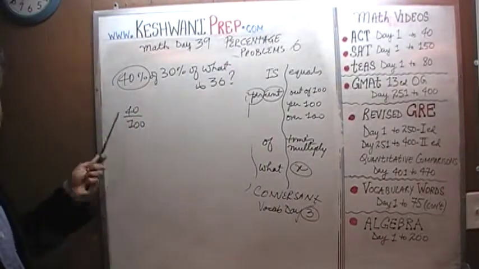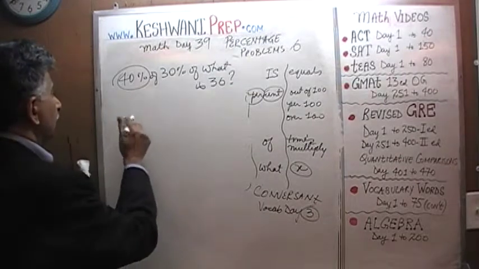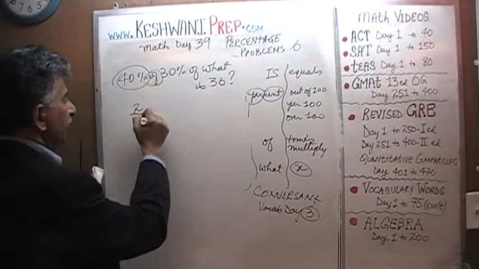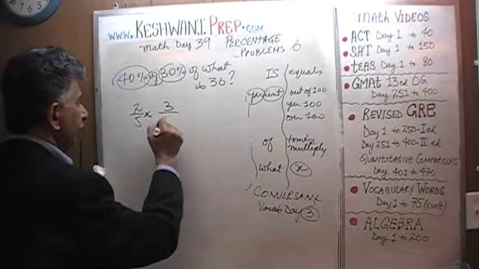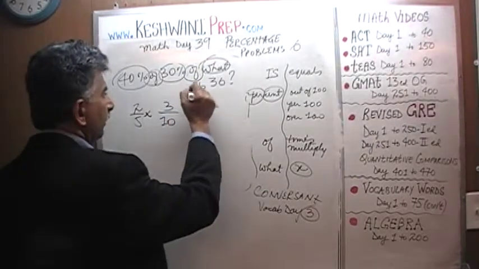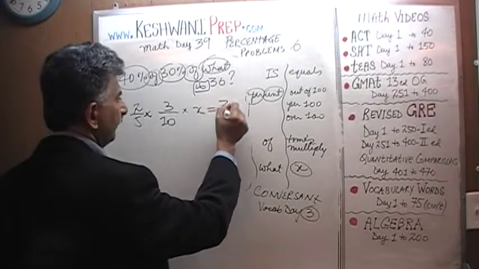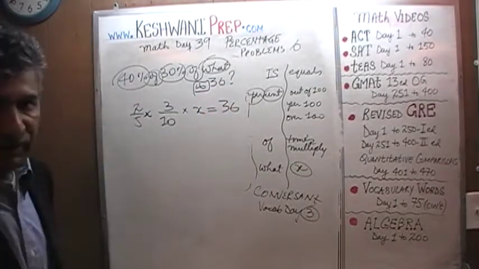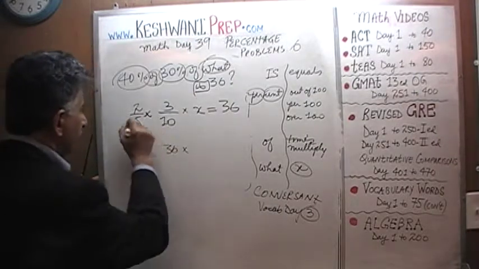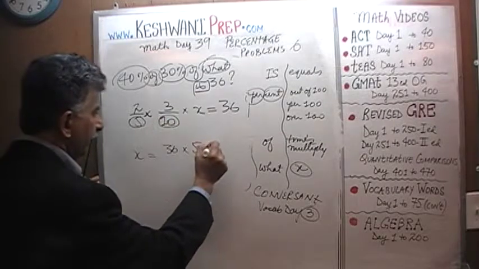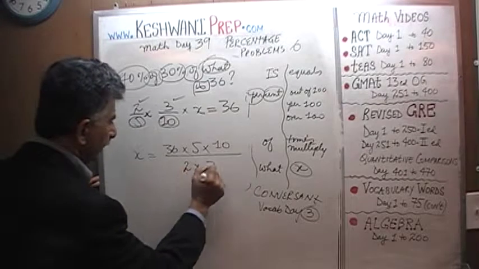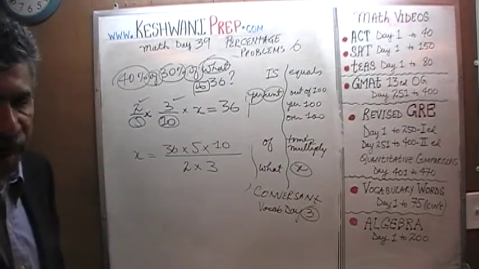40%, when you reduce it, is the same as 2/5. 2/5 of, which means times, 30%, that's 3 over 10. Of means times. What is the unknown? Is means equals 36. We have to get the x by itself, so let's do it. X by itself would be 36 times 5 times 10 over whatever you see on the top here, 3 times 2. 3 times 2. All we have to do now is simplify it.